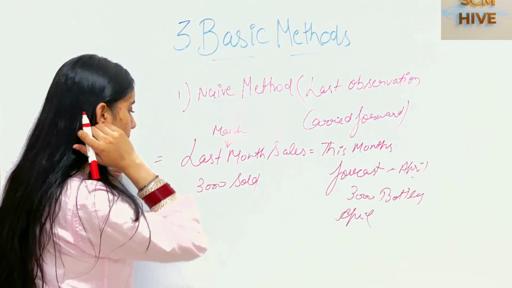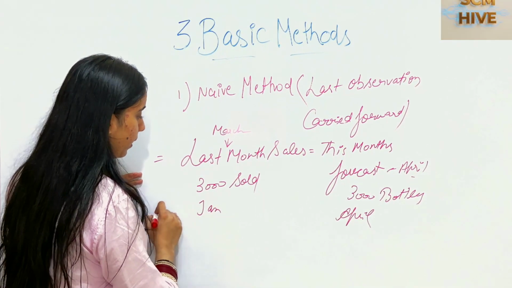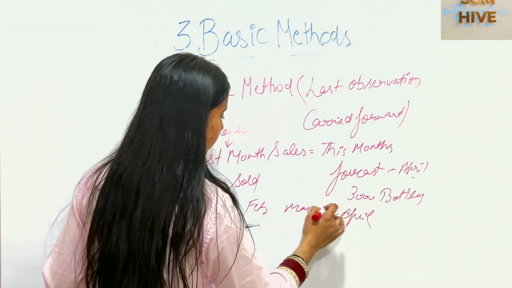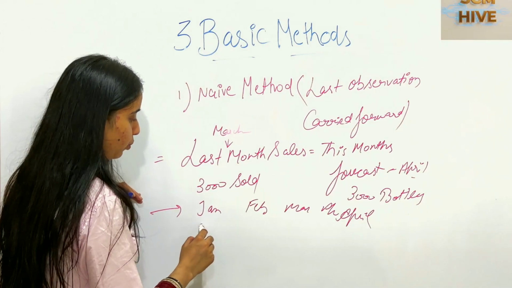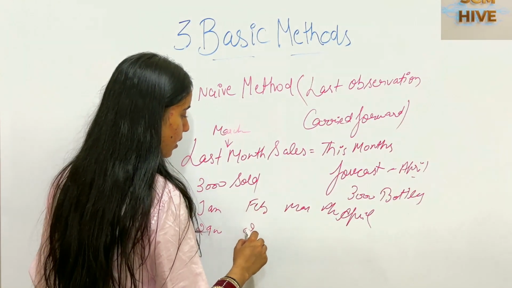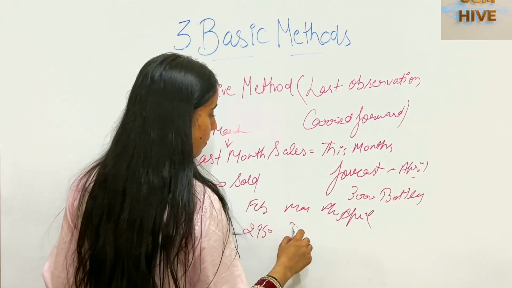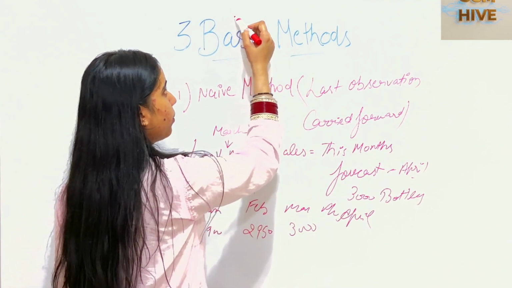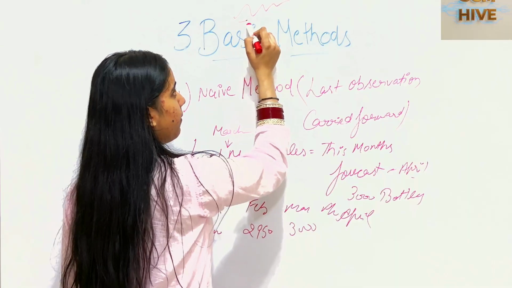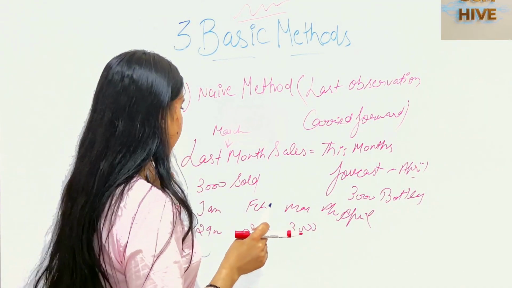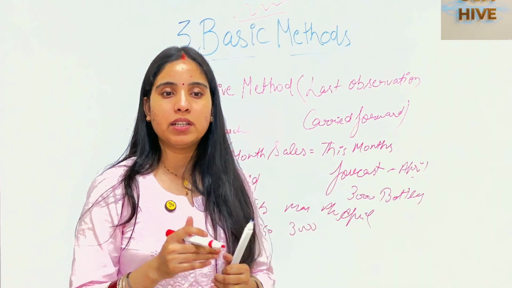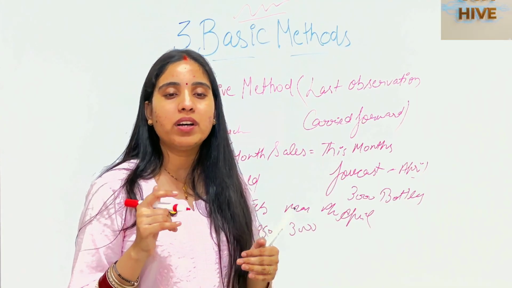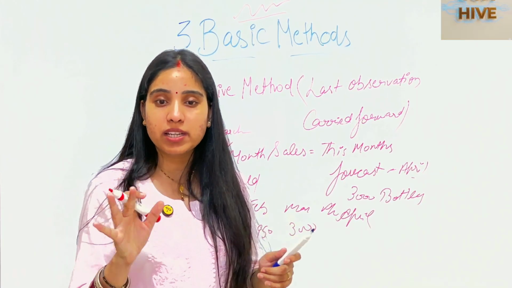For example, Jan, Feb, March, April. If in January it was around 2,900, in February around 2,950, in March around 3,000, somewhere nearby, it will not go up and down like this. It will be very steady and rarely change. In that situation we can use this method. Okay, it will fail when there is a festival season, a season change, or any promotion coming. It cannot see those spikes.